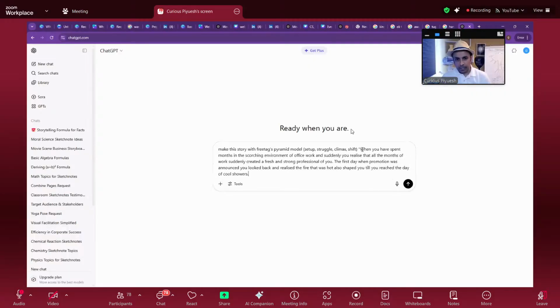And now I'm pasting it. So this is what Deepa wrote. When you have spent months in the scorching environment of office work and suddenly you realize that all the months of work suddenly created a fresh, strong professional of you. The first day when the promotion was announced, you looked back and realized the fire was that hot.